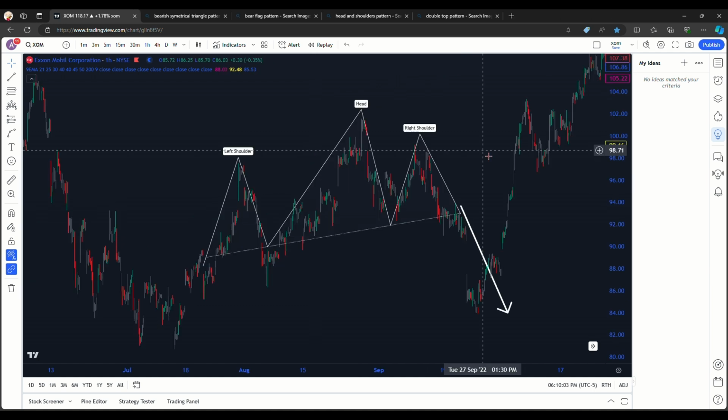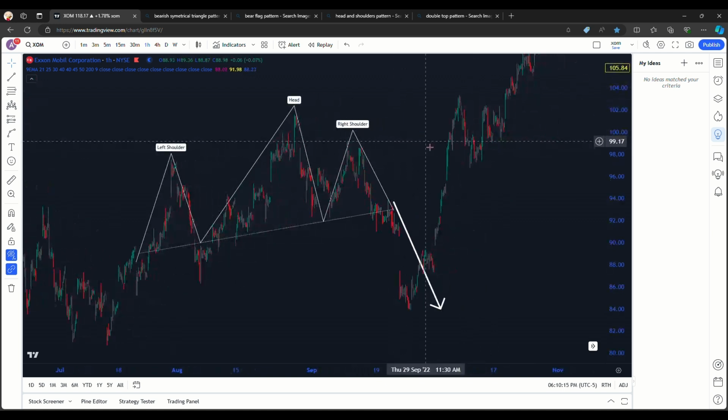Alright, so that completes the first 4 bullish chart patterns, and now we are on to our first bearish pattern called the head and shoulders. This is a very well-known chart pattern that all traders should know because it indicates big downside movement.